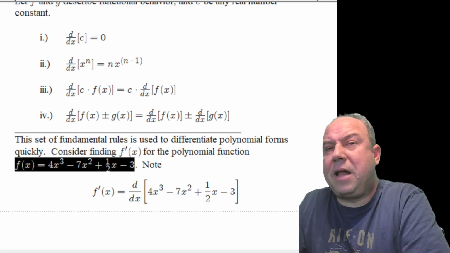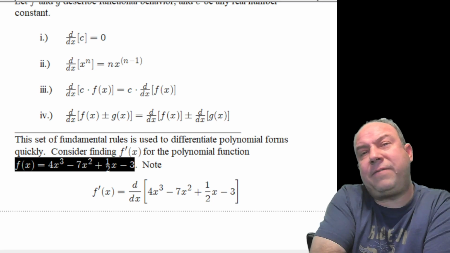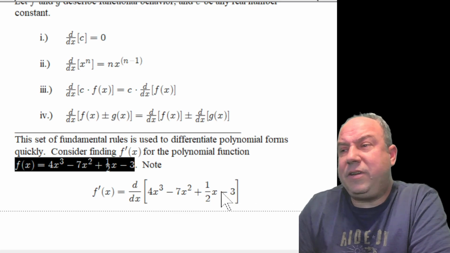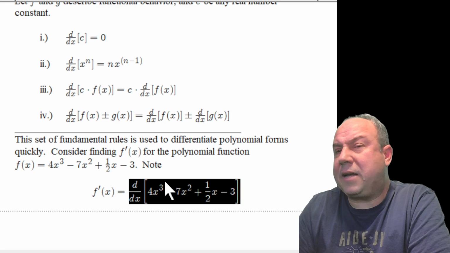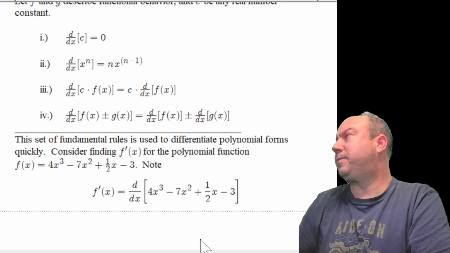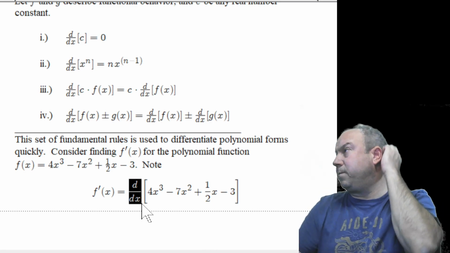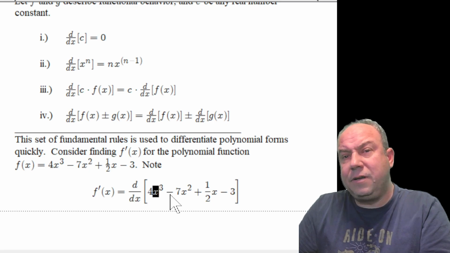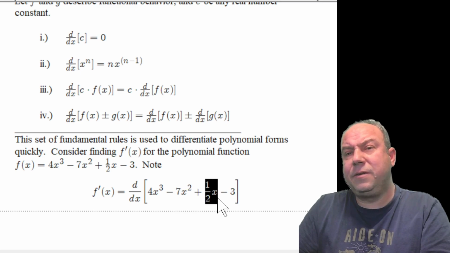We might consider the polynomial f of x equals 4x cubed minus 7x squared plus 1/2 x minus 3. The derivative f prime is going to be the derivative with respect to x for that polynomial. So how does this derivative behave with the above rules? Well, first thing is it's going to distribute itself to each of the terms across this sum and difference.